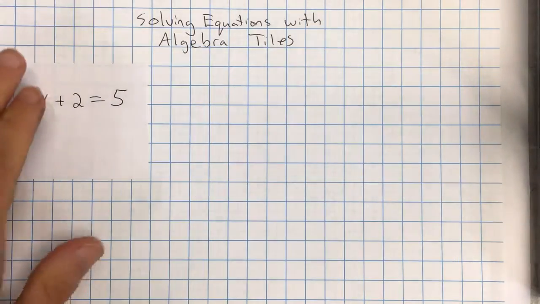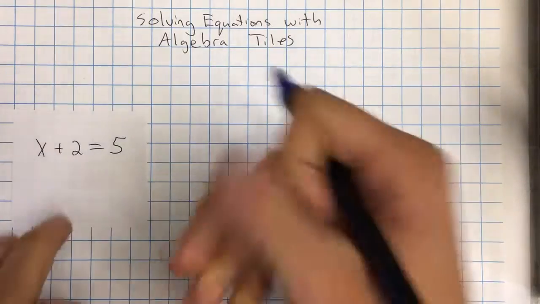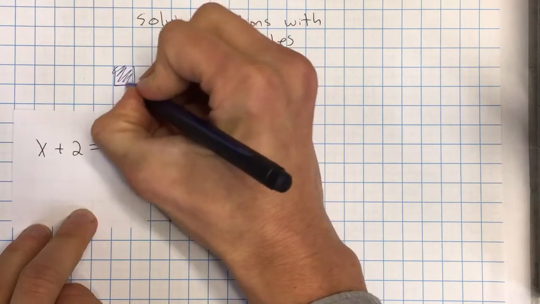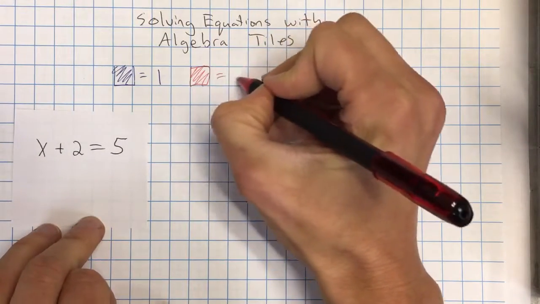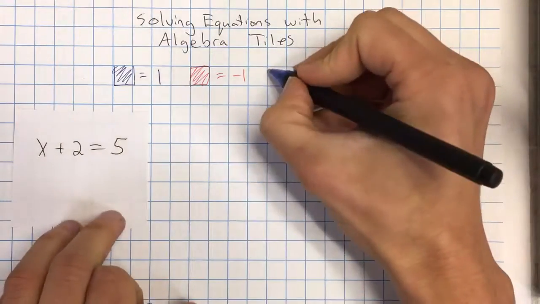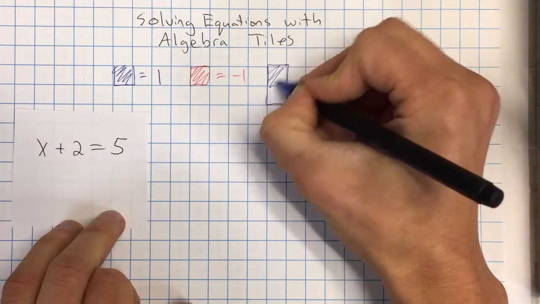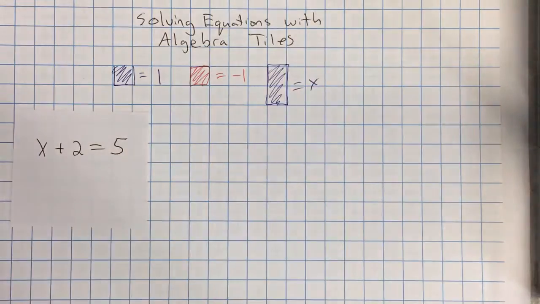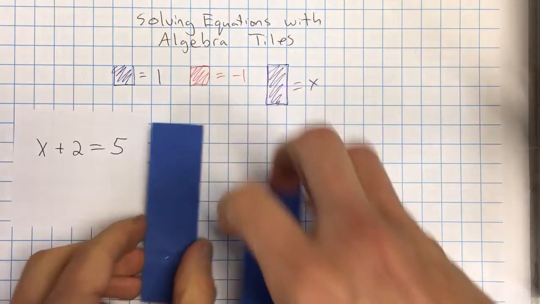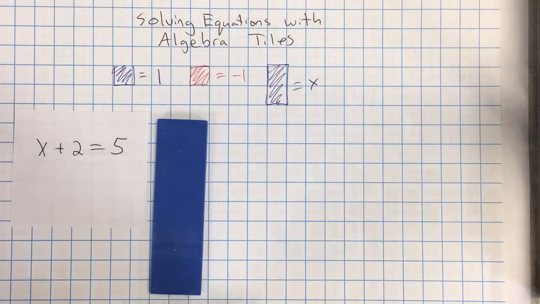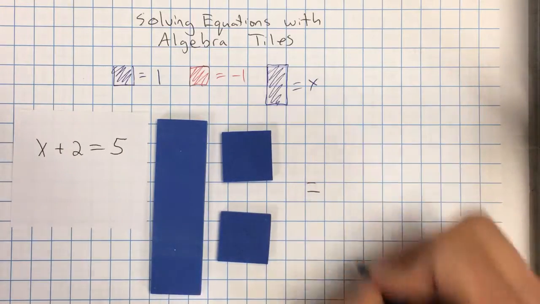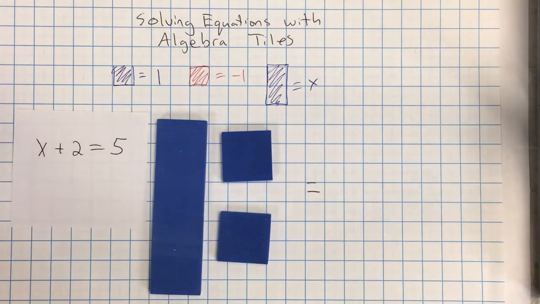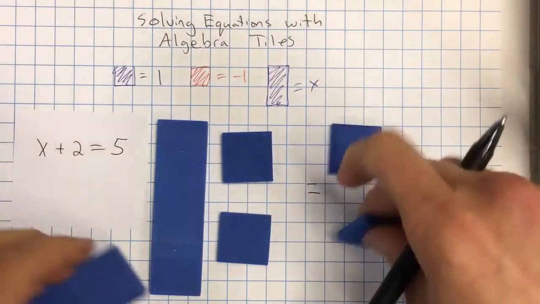Now I'm going to use the same thing that I've been using in the last few videos, where a blue tile represents a positive 1, a red tile represents a negative 1, and a blue rectangular piece represents x. So I'm going to show x plus 2 equals 5. I'm going to start by putting our x, and then I'm going to add 2. I'll put a little equal sign in between, and then put what goes on the other side, which is 5. So I'm going to take 5 of these pieces right here.